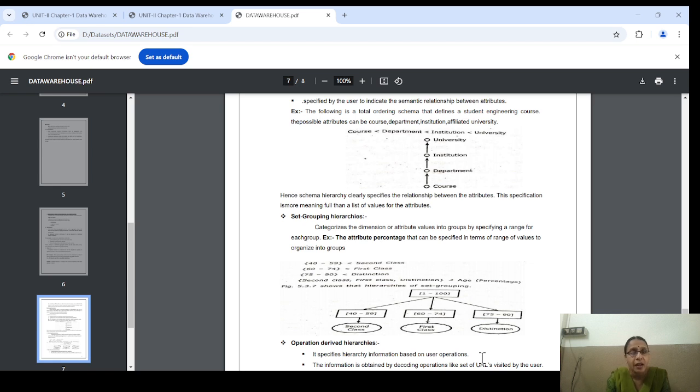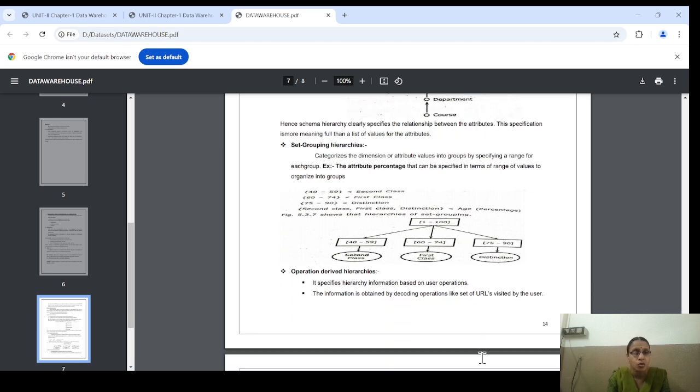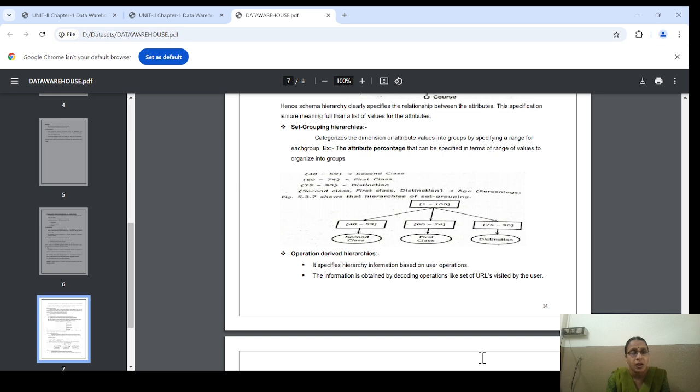Set-grouping hierarchies categorize the dimension or attribute values into groups by specifying a range for each group. The attribute percentage can be specified in terms of ranges of values to organize into groups. Here 40 to 59 comes under second class, 60 to 74 comes under first class, and 75 to 90 comes under distinction.